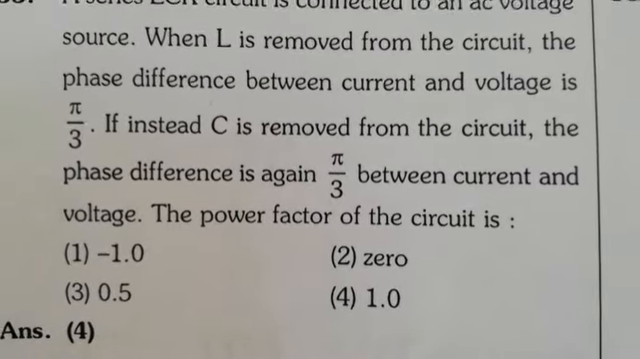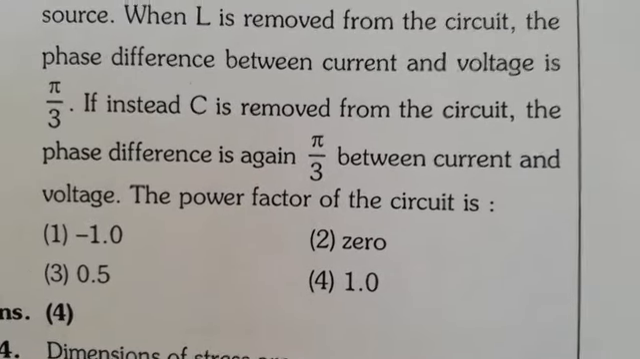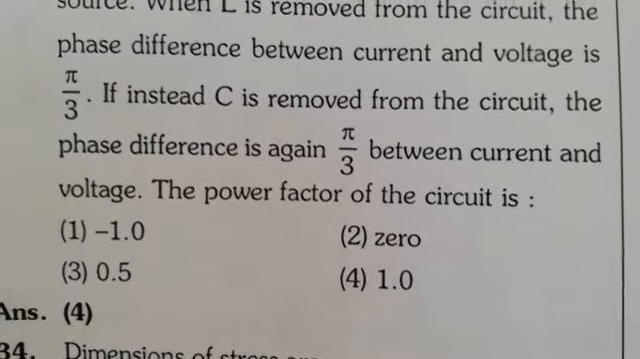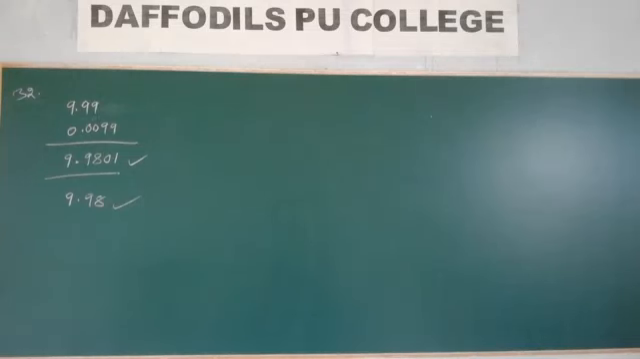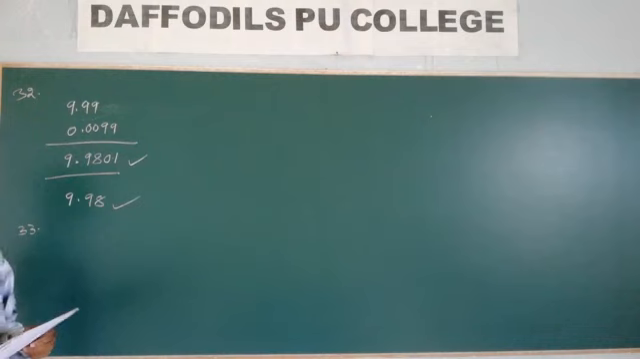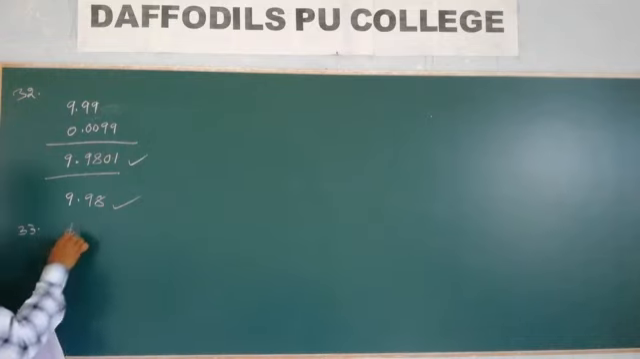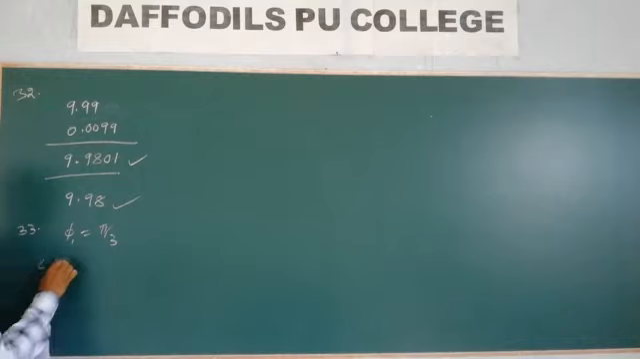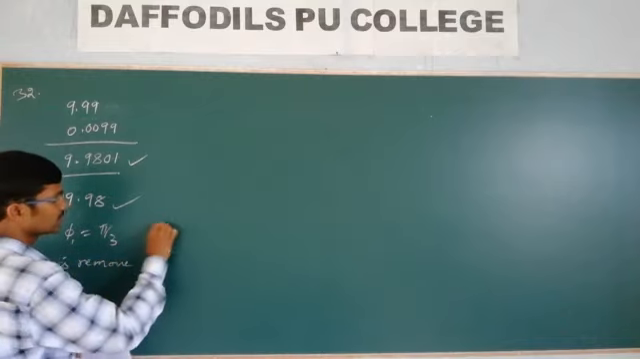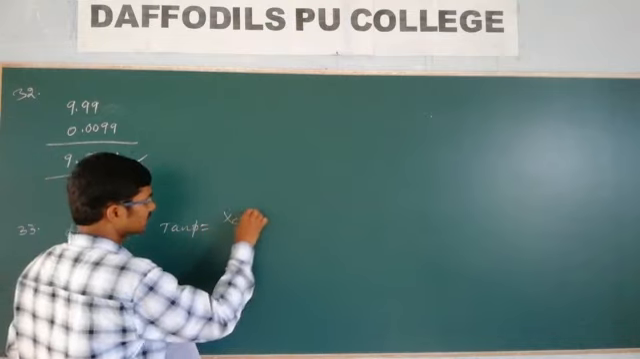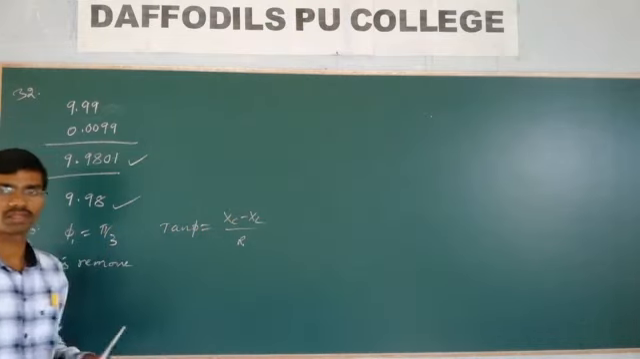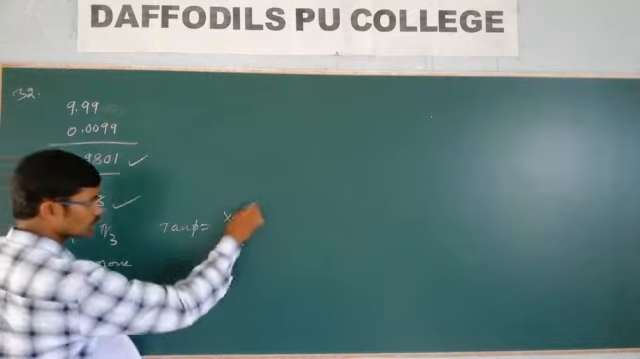Third. Let us go for the 33rd. A series LCR circuit is connected to a voltage source. When L is removed from the circuit, the phase difference between current and voltage is pi by 3, and if C is removed, the phase difference is also pi by 3. The power factor of the circuit we need to find. When L is removed from the circuit, the phase difference between the current and voltage is pi by 3. That means phi 1 is equal to pi by 3.